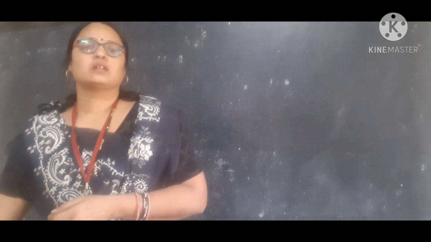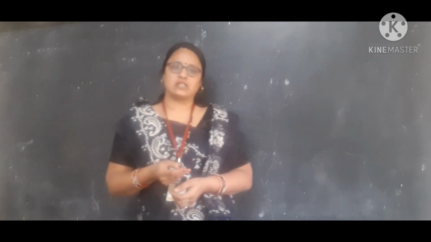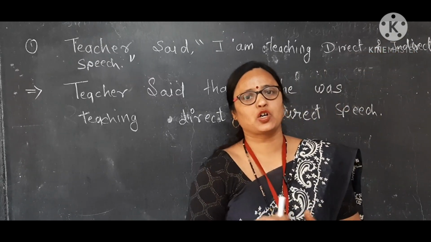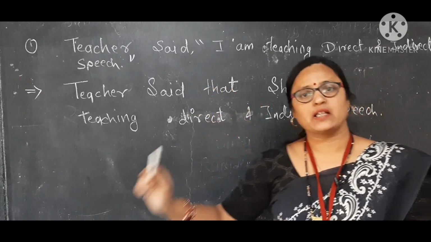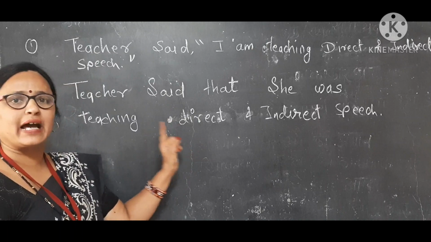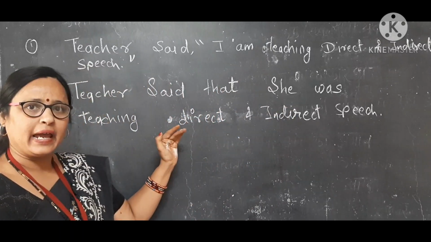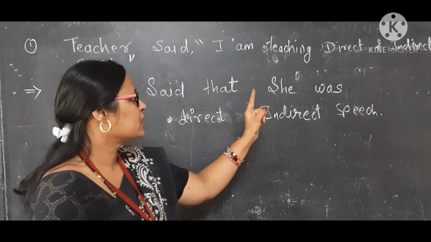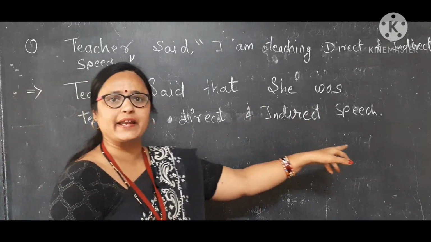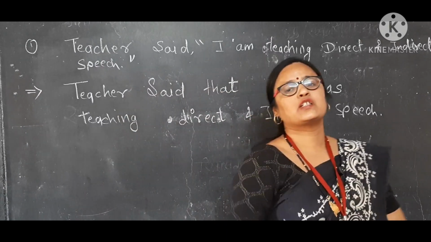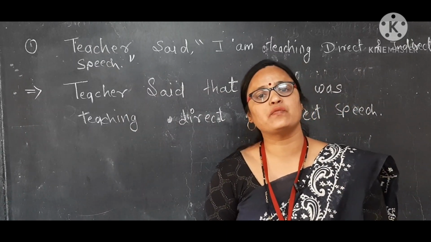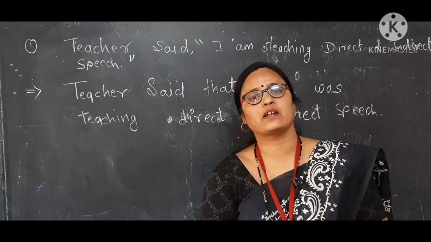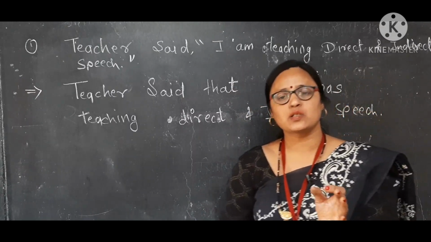Now you can see these changes. In the first scene, the teacher was talking with the students and saying, teacher said, I am teaching grammar, direct and indirect speech. And in the second scene, it can be expressed as, teacher said that she was teaching direct and indirect speech. My dear friends, it is obvious that when a conversation is between the first person and second person, it is direct speech, and when it is conveyed to anyone else, it is indirect speech.